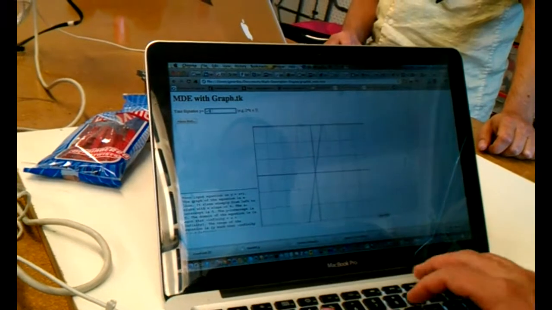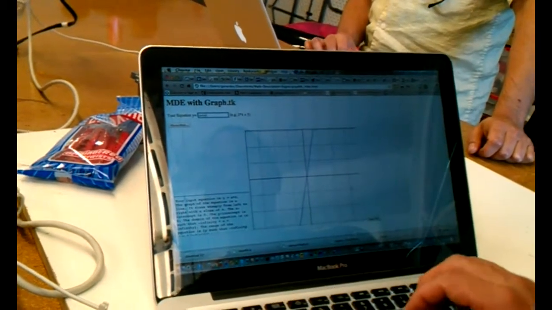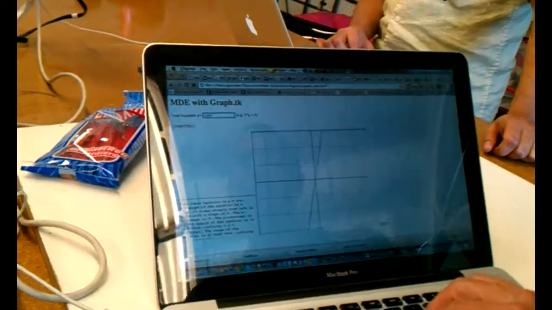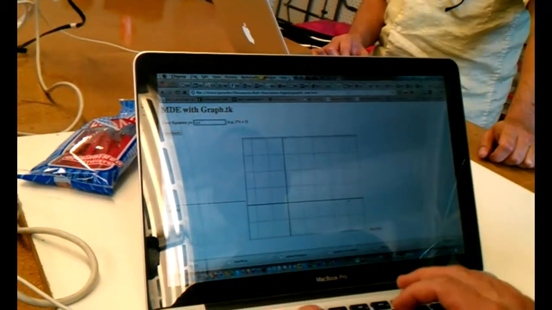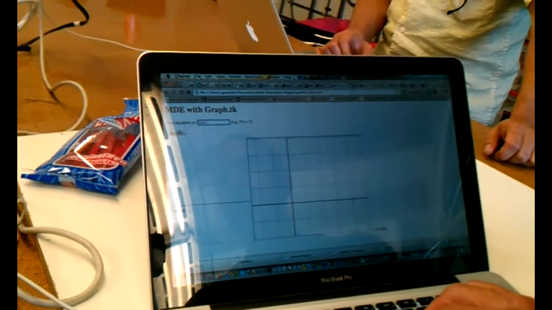And then we even have it working with some rudimentary JavaScript functions. So here I'm going to do a sine wave now. Actually, let me reset that. So I'm going to put in y equals sine x.